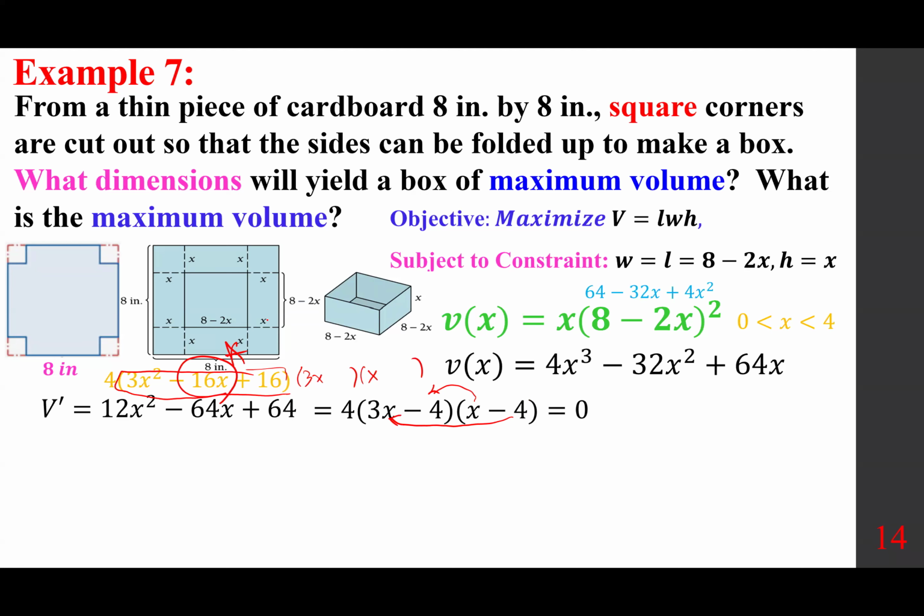In any event, set each one equal to 0. So I'm going to erase my work again. This gives you x equals 4/3. This gives you x equals 4. There are two critical points.